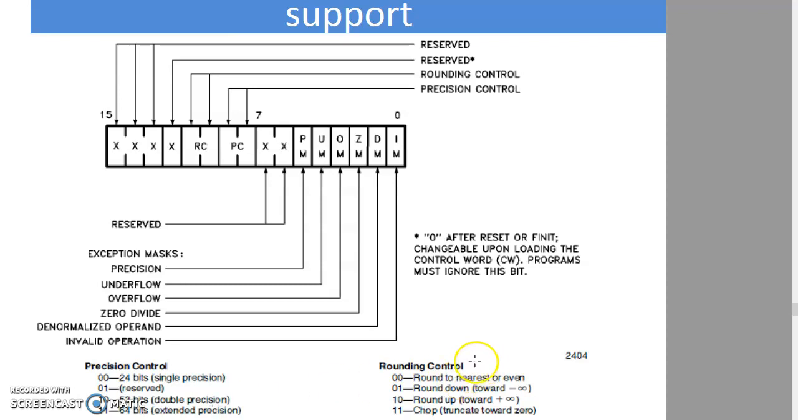Similarly, you have rounding control. When it is 00, it is round to nearest or even. When it is 01, it is round down. When it is 10, it is round up. And when it is 11, it is chop, truncate towards 0.